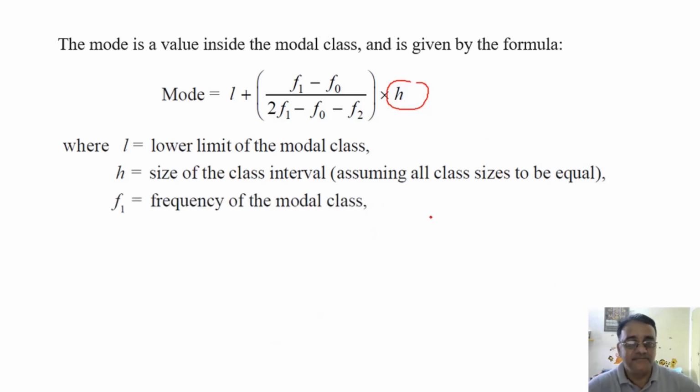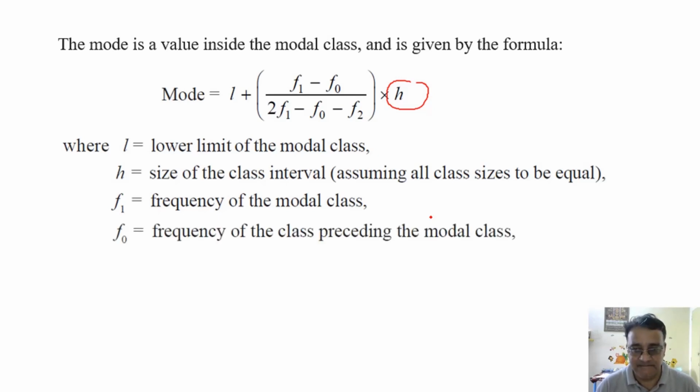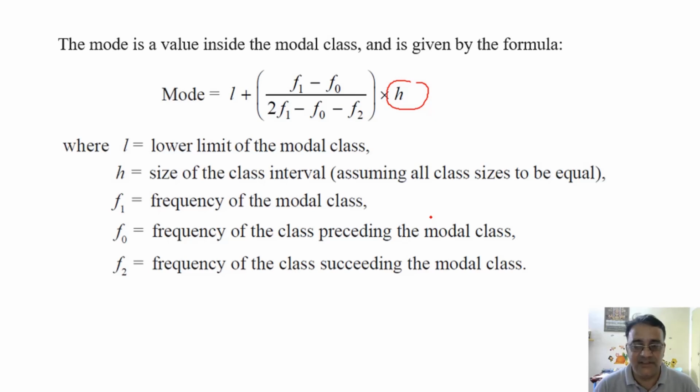F0 जो है F1 से पहले का क्लास फ्रीक्वेंसी और F2 F1 के बाद का फ्रीक्वेंसी. Okay, so how will you write? F0 is the frequency of the preceding class of the modal class. Okay, and F2 is the frequency of the class succeeding the modal class. So this is the formula.